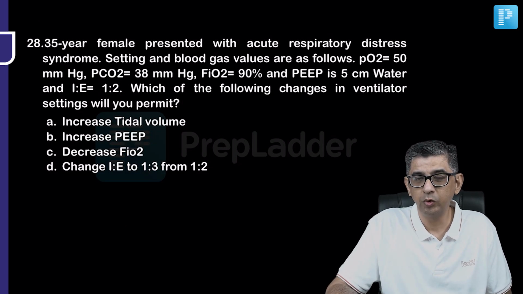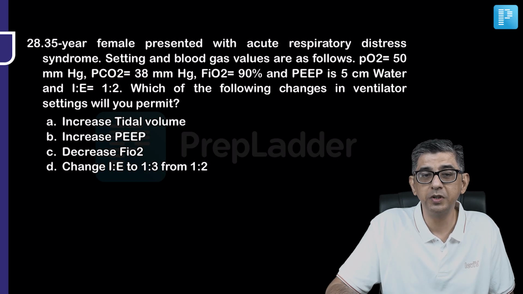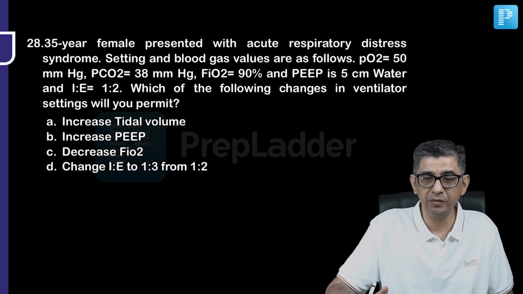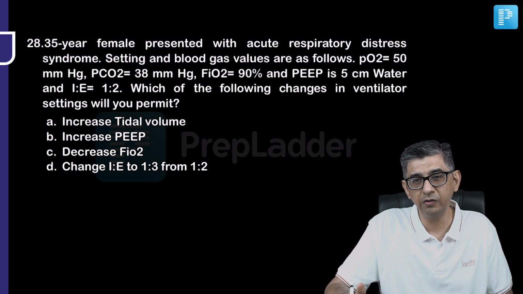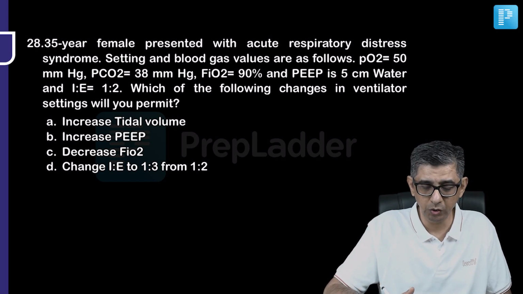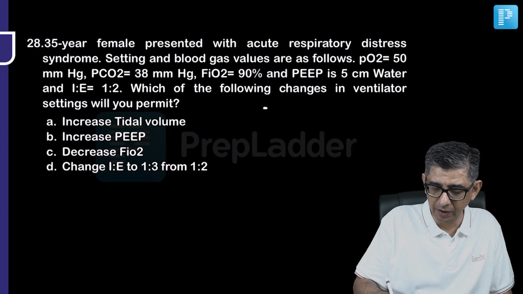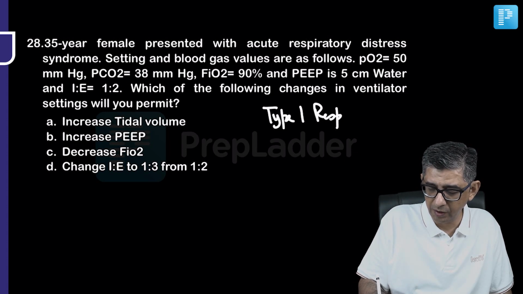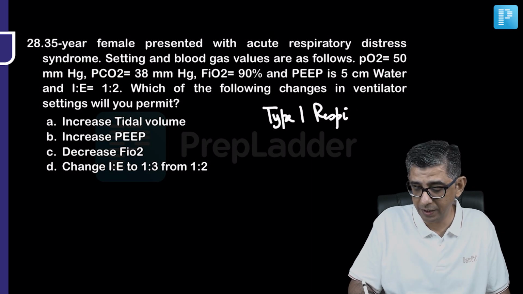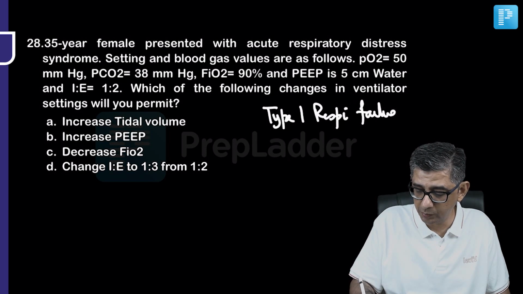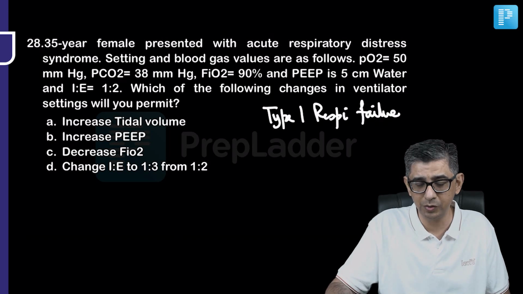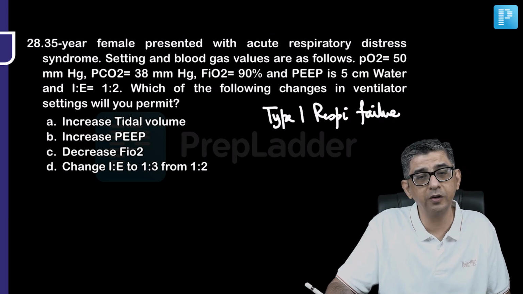Question number 28 was based on ventilator settings and ABG values. This was a lady 35 years of age who was suffering from ARDS. She was having hypoxia. PCO2 was normal. As I've explained in a routine video as well, ARDS is an example of type 1 respiratory failure, where obviously the values of PO2 would be lesser, but PCO2 values would either be normal or can be lesser than normal. So here the PCO2 is on the lower side of normal.